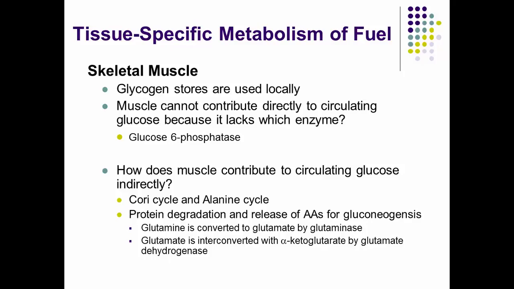For example, glutamine can be converted to glutamate by glutaminase, and glutamate can be interconverted with alpha-ketoglutarate, right? And alpha-ketoglutarate in the TCA cycle is then converted to oxaloacetate and enters the gluconeogenic pathway. Remember this, right? So again, muscle indirectly contributes to circulating glucose levels by providing lactate, alanine, and other glucogenic amino acids.